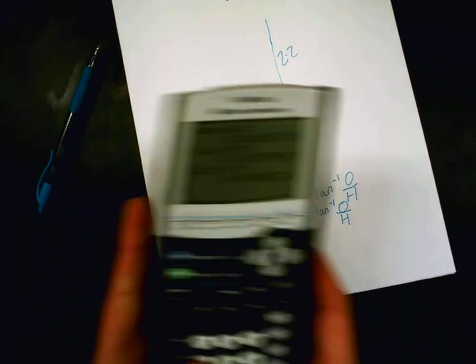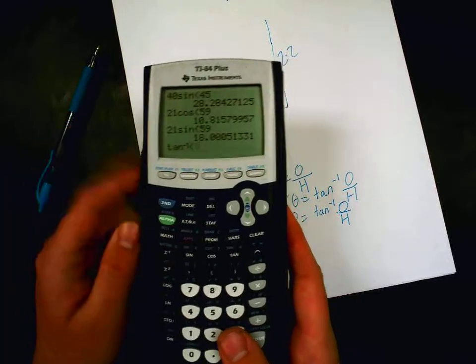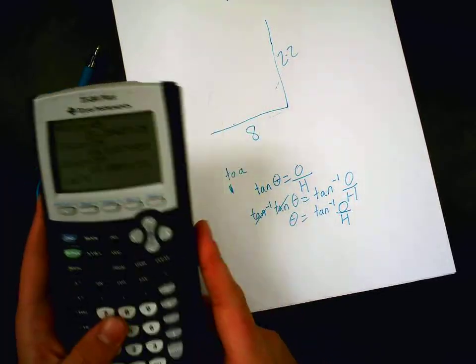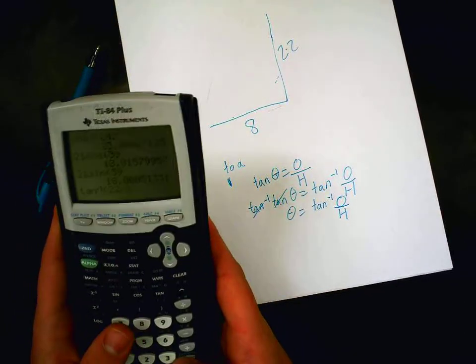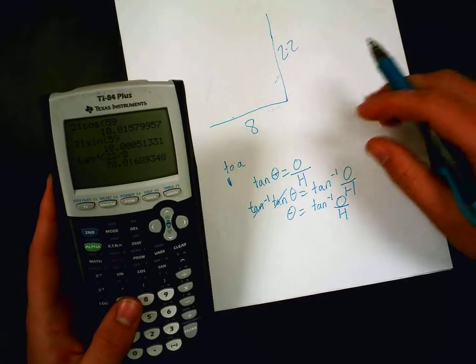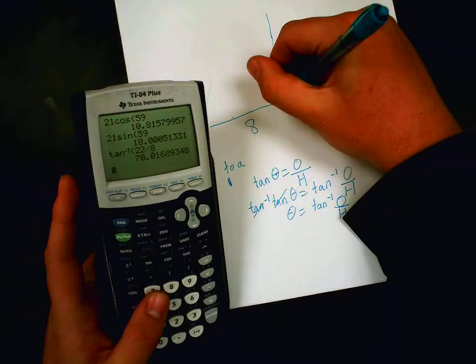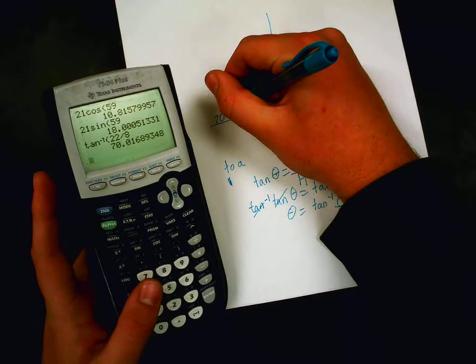Let's see if our calculator can calculate this. Second, tangent inverse. 22 over 8. That's 70 degrees. So we have our angle.